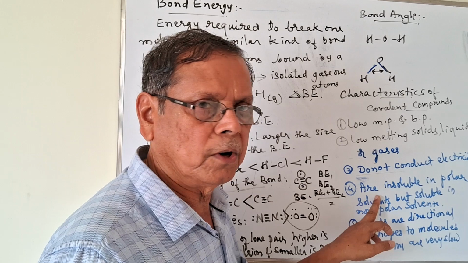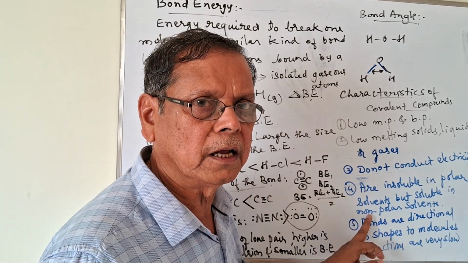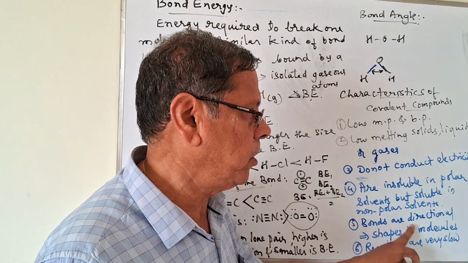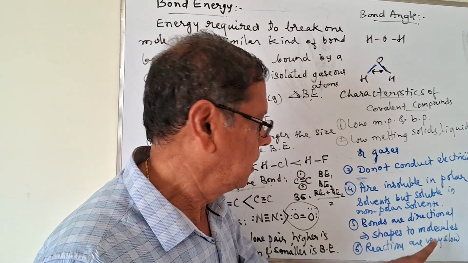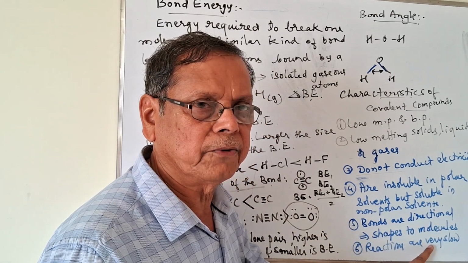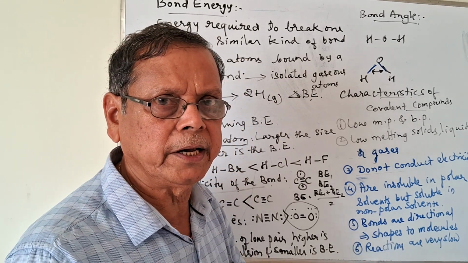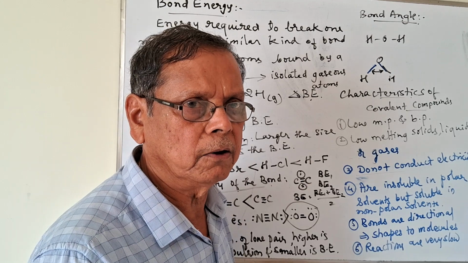They are soluble in polar solvents but insoluble in non-polar solvents. In case of the ionic compounds, the bonds are non-directional, and reactions are very, very fast. So these are some distinctions between the ionic compounds and the covalent compounds.